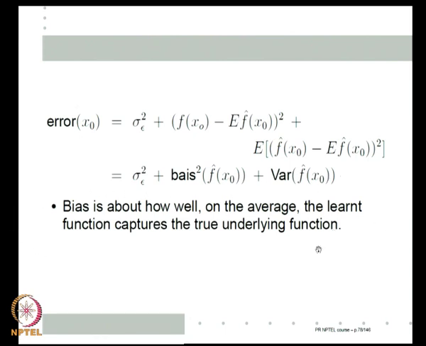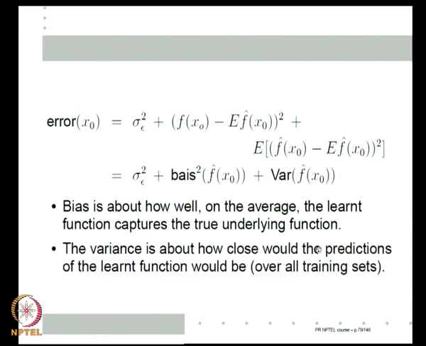Right. What about the variance? Variance tells me, so the expected value of f hat of x naught is what I learn averaged over all training data sets, whereas this is what I learn on any one, so to say. So, this tells you how close the predictions of the learned function would be over all training sets. One day I learn with one training set, so I learn one function that makes some prediction. Another day I learn with another training data set, hence I learn another function that may make a different prediction. I am asking how different are these predictions.